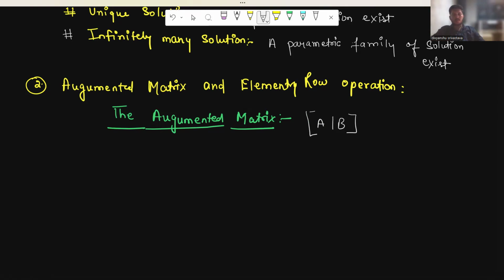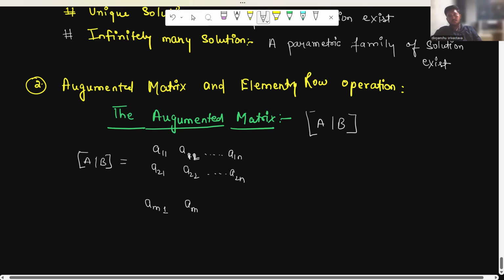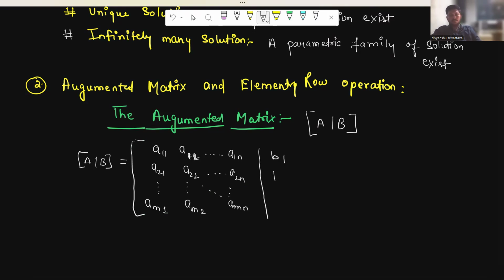You write it in matrix format: [A | B] equals the elements a11, a12 going up to a1n, then a21, a22 up to a2n, and lastly am1, am2 up to amn, followed by the column b1, b2 going up to bm.